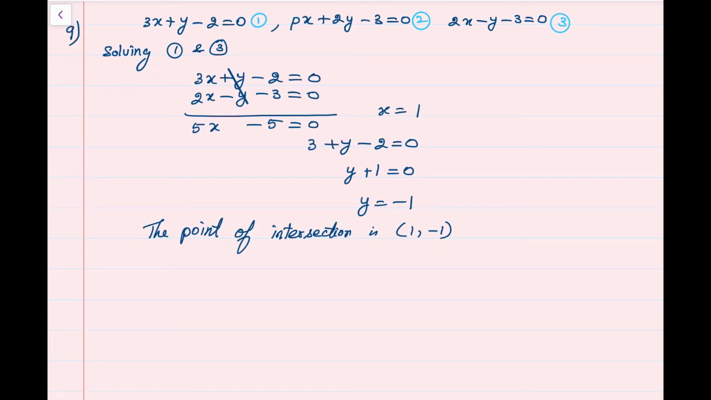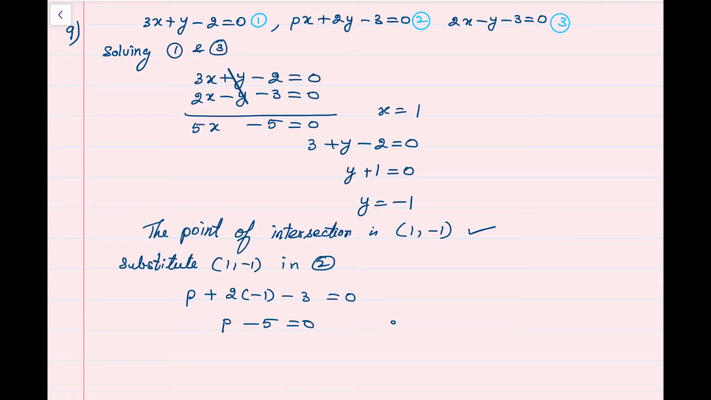Therefore, the second line also passes through this point. Substituting (1, minus 1) in the second equation, we can find the value of p. P into 1 plus 2 times minus 1 minus 3 is equal to 0. P minus 5 is 0. Therefore, P is 5.